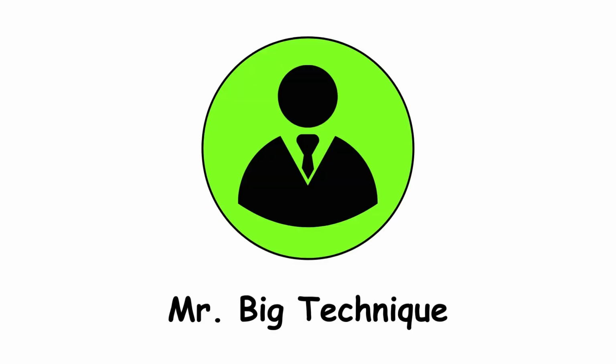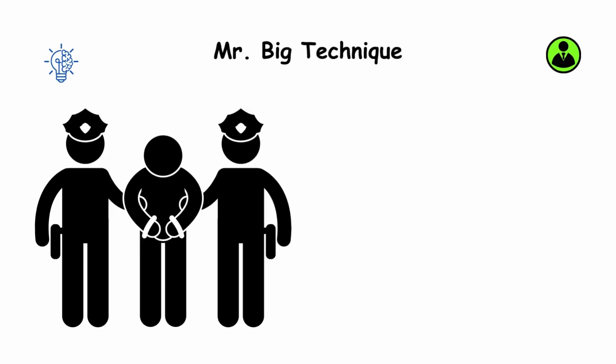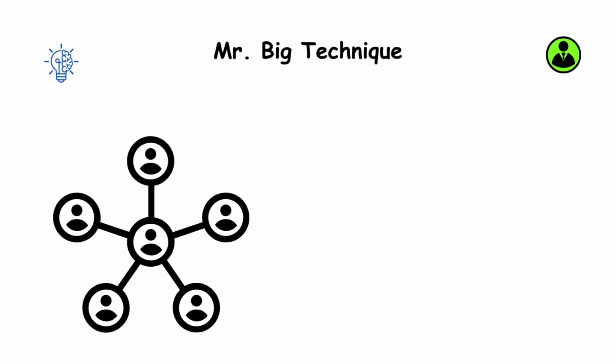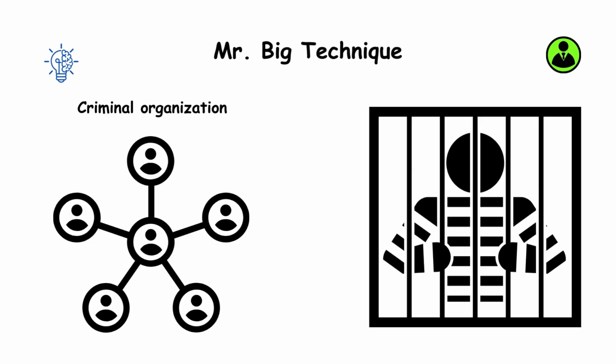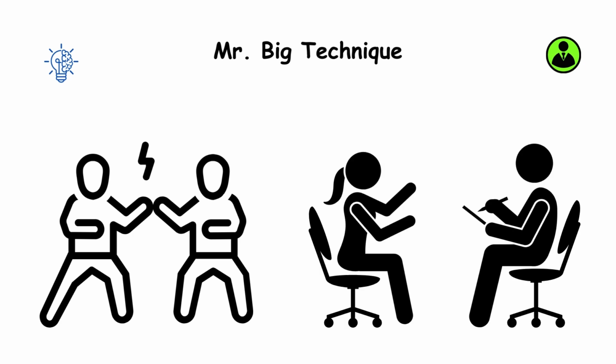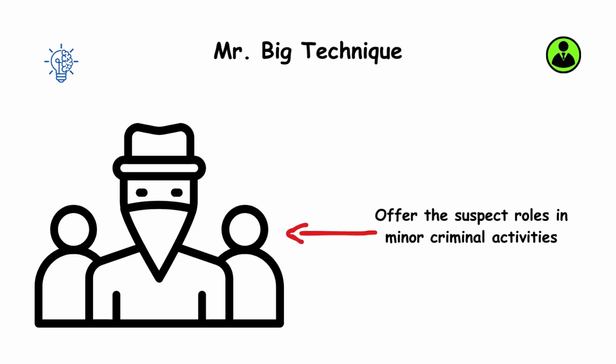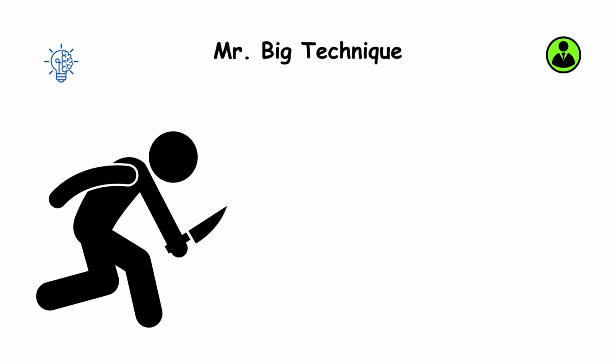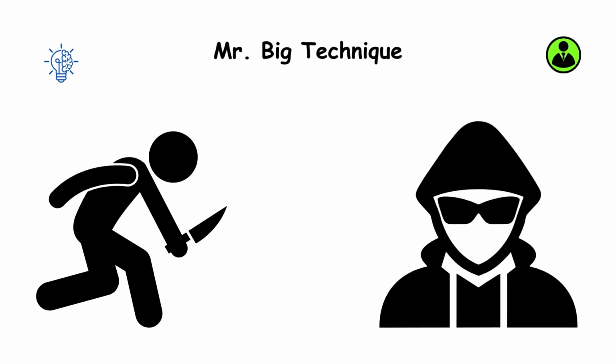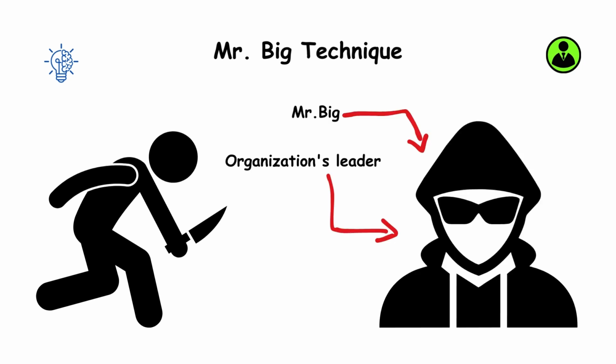Mr. Big technique. The Mr. Big technique, primarily used in Canada, involves law enforcement creating a fake criminal organization to entice a suspect. Starting with a casual encounter, they build rapport and offer the suspect roles in minor criminal activities. As the suspect progresses, they meet Mr. Big, portrayed as the organization's leader.